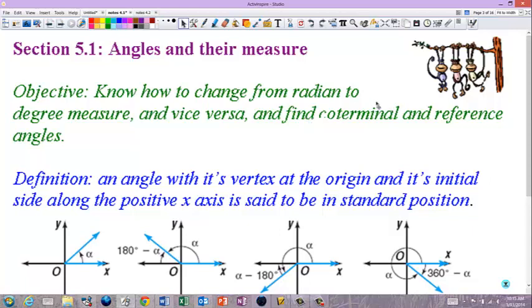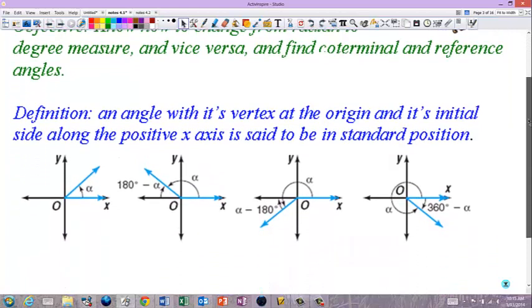This is section 5.1, angles and their measure. We are starting trigonometry. Our objective is to know how to change from radian to degree measure and vice versa, and find both coterminal and reference angles.